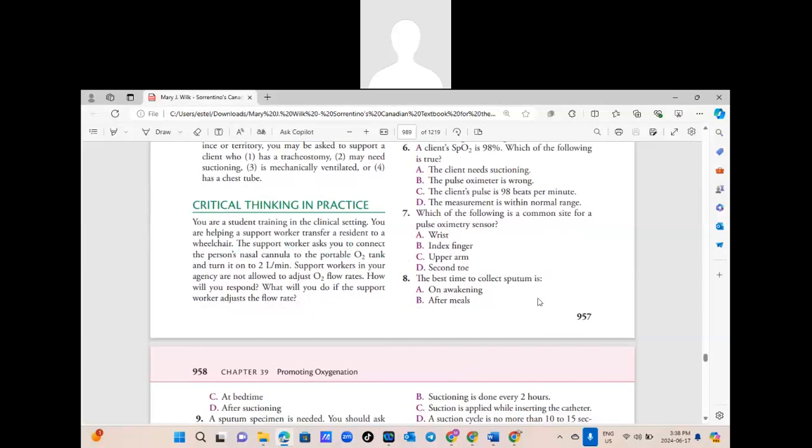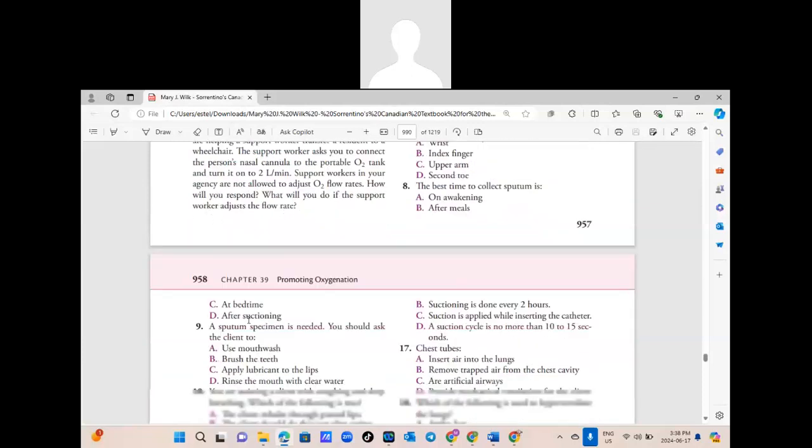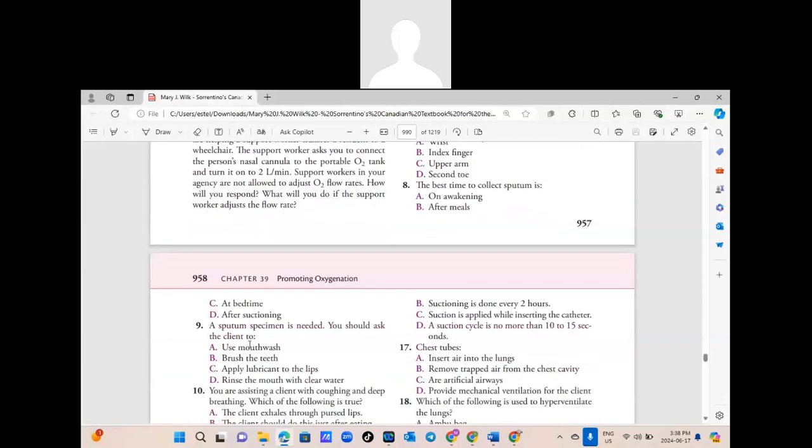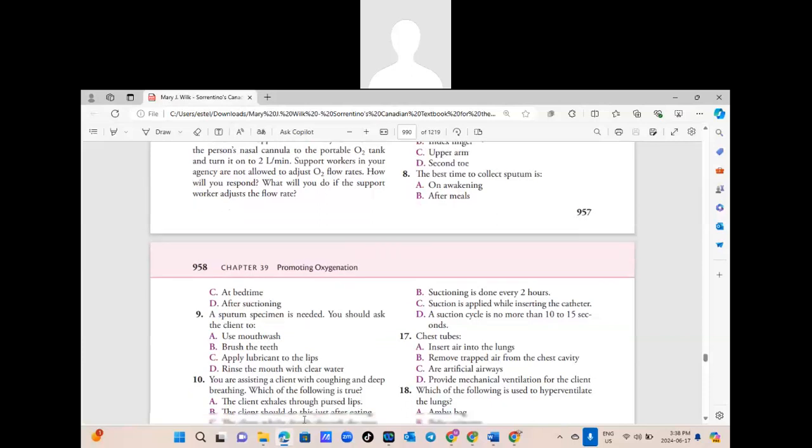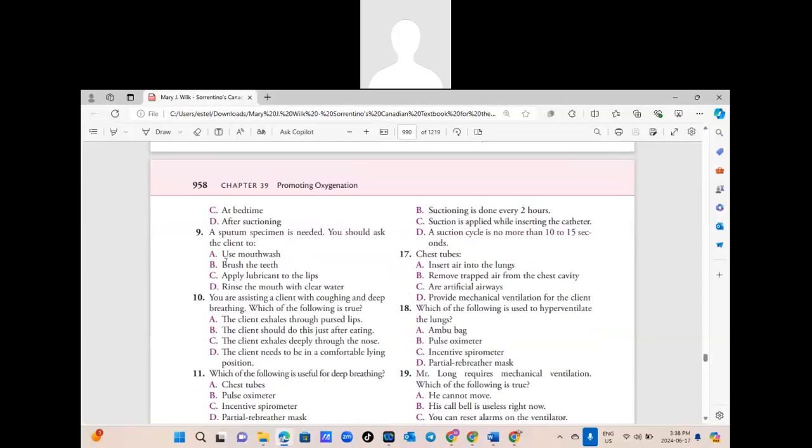The best time to collect sputum is: A. On awakening, B. After meals, C. After bedtime, or D. After suction. All right. So if you're going to recall about collecting the sputum, of course, when they wake up in the morning, and then make sure they don't use mouthwash, right? When we gather or collect the sputum.